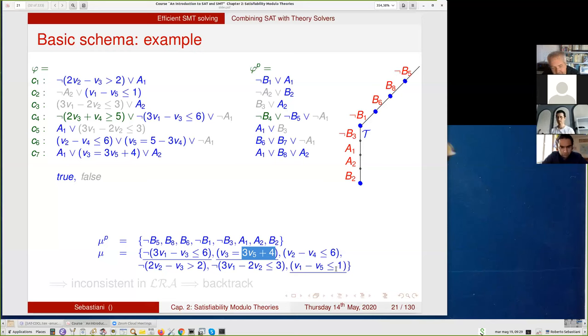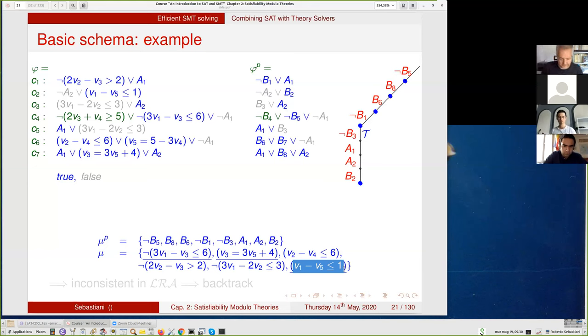So if you combine these two atoms, you say that 3V1 minus 3V5 is strictly greater than 10. So this means that V1 minus V5 is strictly greater than 10 thirds, which is about 3.3 something. So this says that this difference is strictly greater than 3.3 something, and the other says that the same difference is smaller or equal than 1. Of course, this is incompatible.